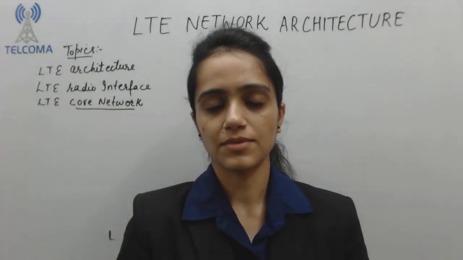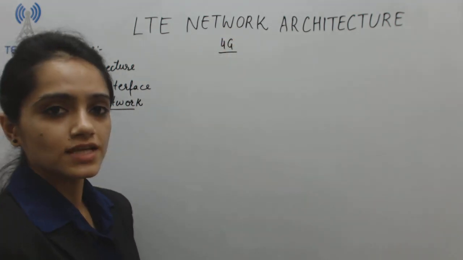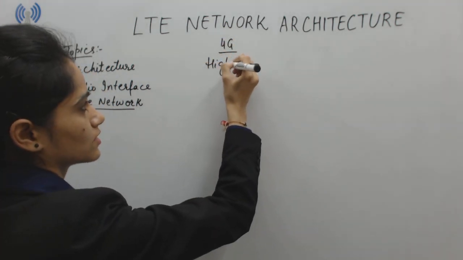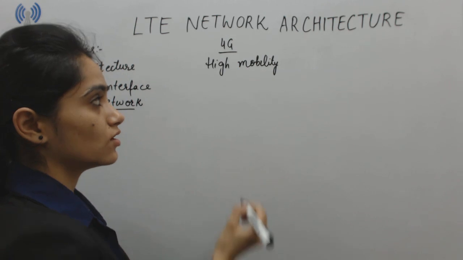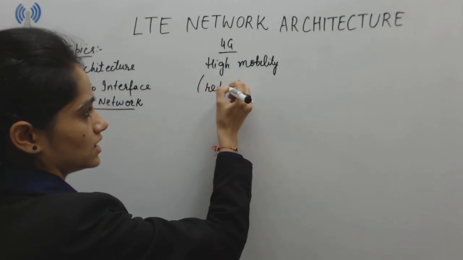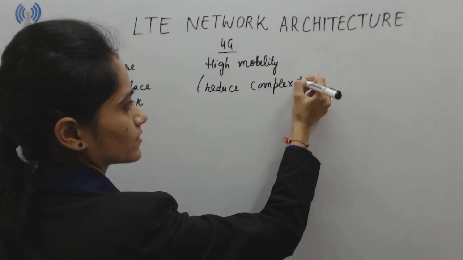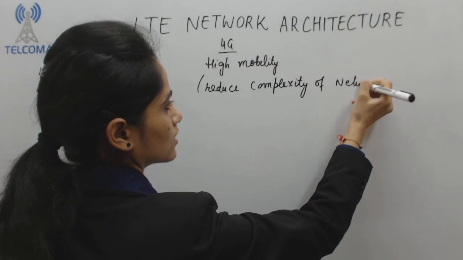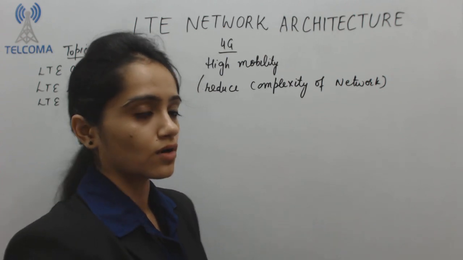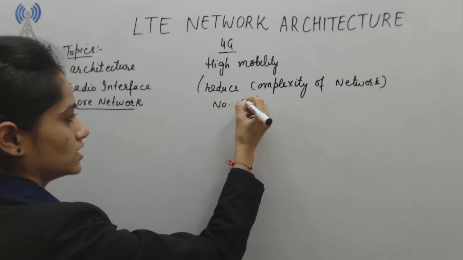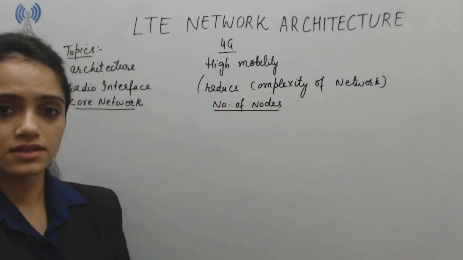So, LTE, that means long-term evolution, or 4G networks. The main aim of this is high mobility. So for high mobility, you want to reduce the complexity of the network. So this becomes our main aim, that means to reduce complexity of the network. This complexity can be reduced by reducing the number of nodes. So we need to focus on the number of nodes in the network. So what are the number of nodes?